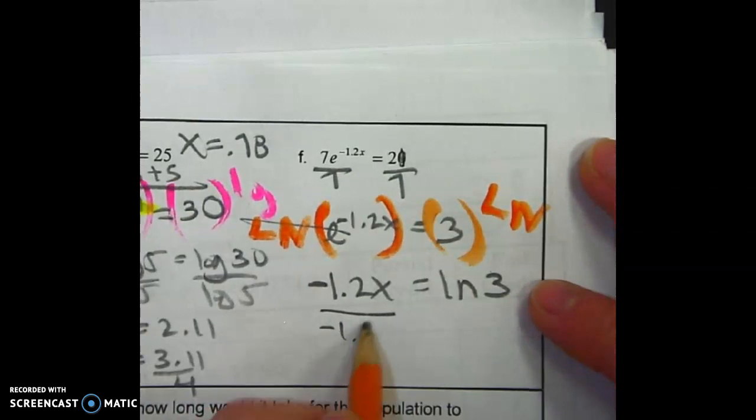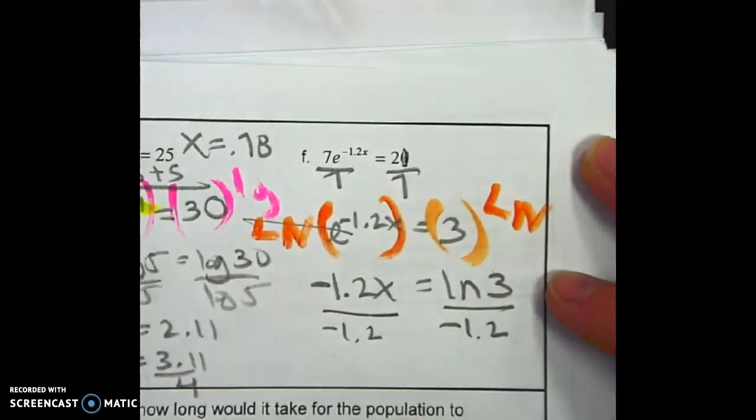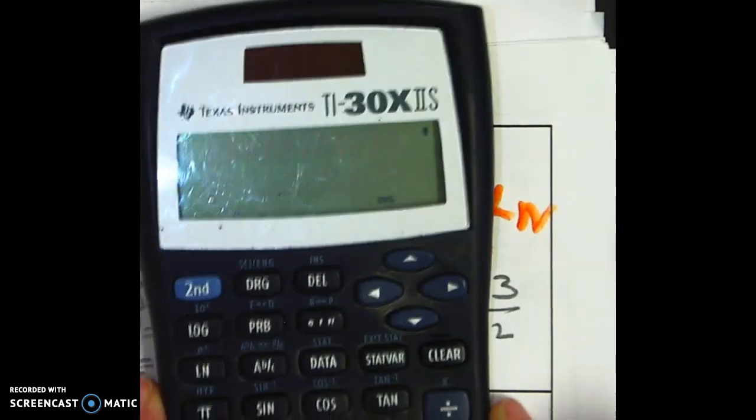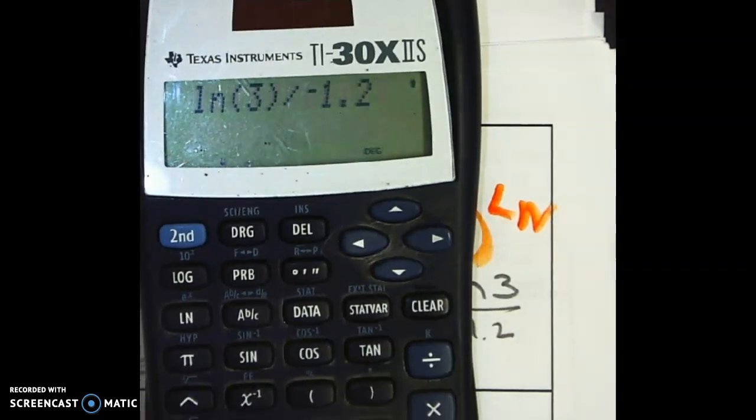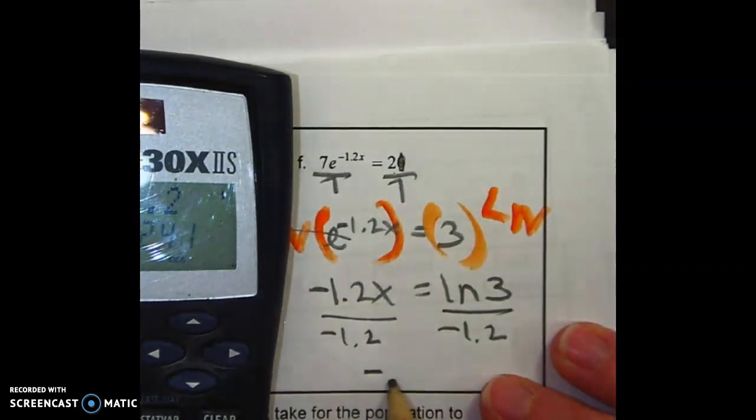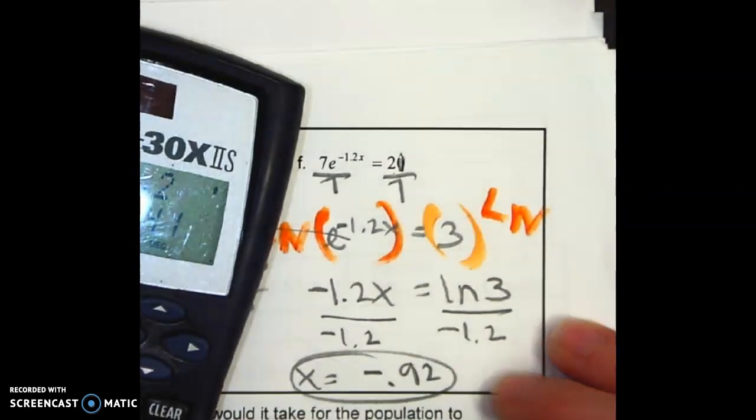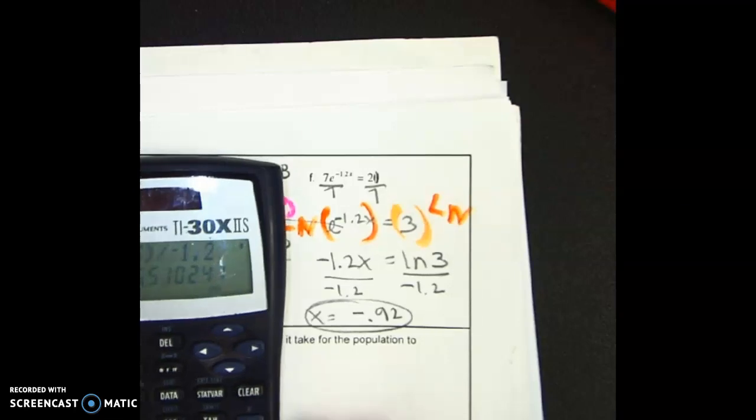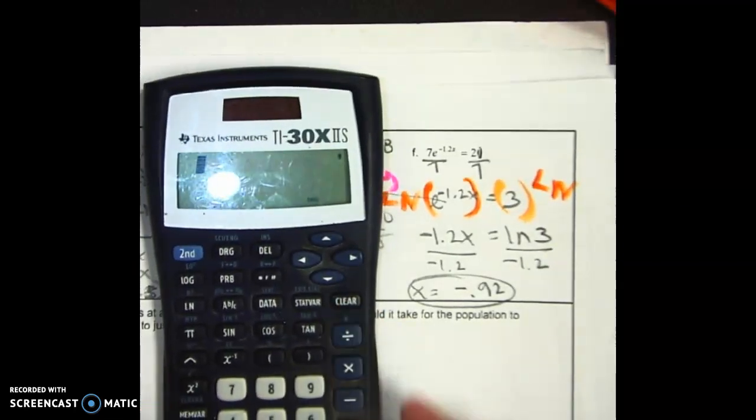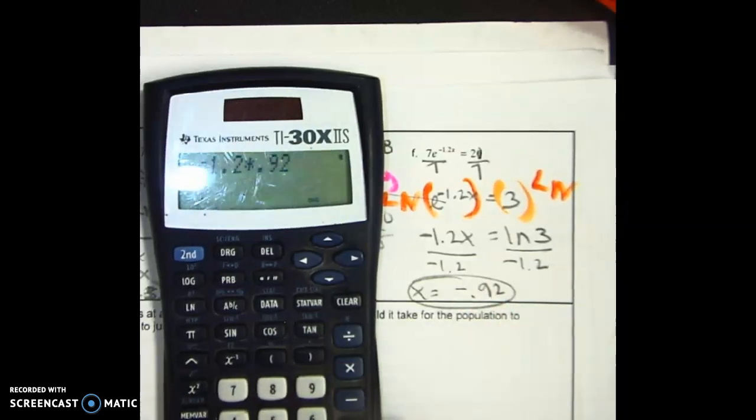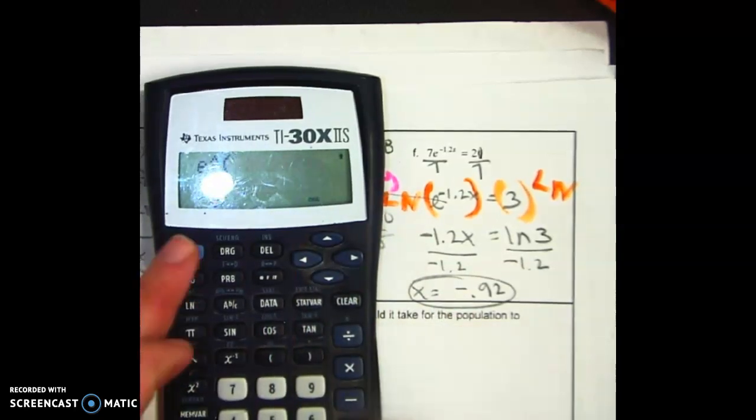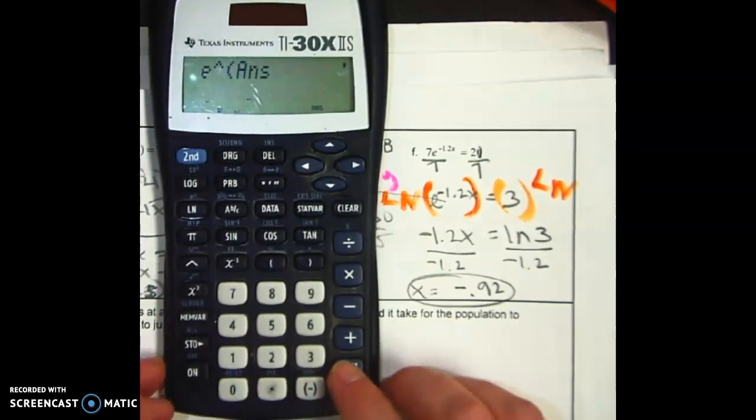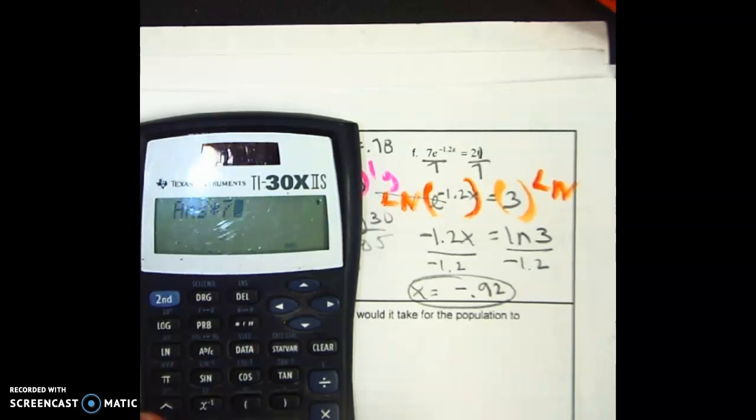Now I divide by negative 1.2. Let's do that. So natural log is right here. So natural log of 3, end parenthesis, divided by negative 1.2, and I get negative 0.92. I want to show you how to check it, so let me zoom out real quick. So what I'm going to do is go negative 1.2 times 0.92. Then I'm going to take e to that answer, second natural log, and then multiply that by 7, and I should get close to 21.